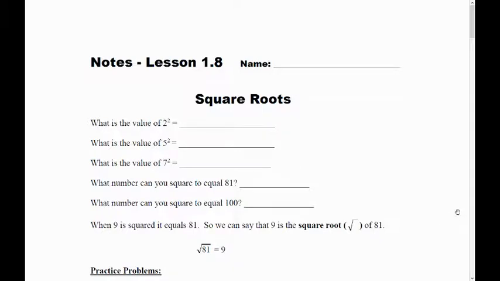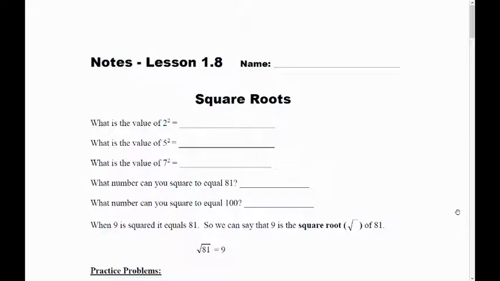All right, guys, we're going to talk about our notes from lesson 1.8 today. These notes talk about square roots, and also we're going to talk about cube roots, okay? We've talked about square roots and cube roots previously in this chapter, so a lot of this should be review. Plus, you've also seen square roots and cube roots used over the last few years as well, okay?